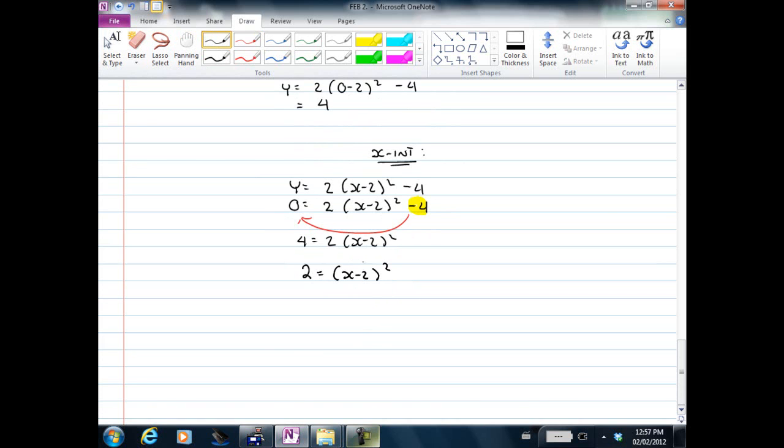Lavraj, how do I get rid of the square? Back in grade 10, opposite of square is? Square root. So let's square root the other side. Here's where I guarantee you're going to make mistakes.